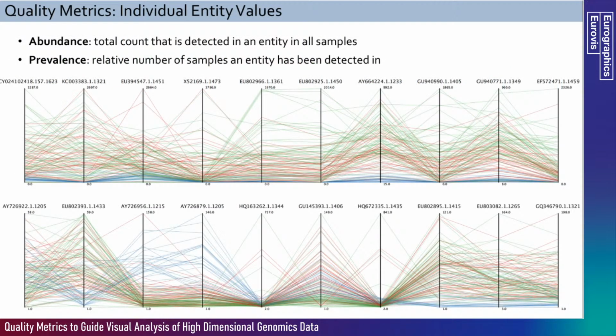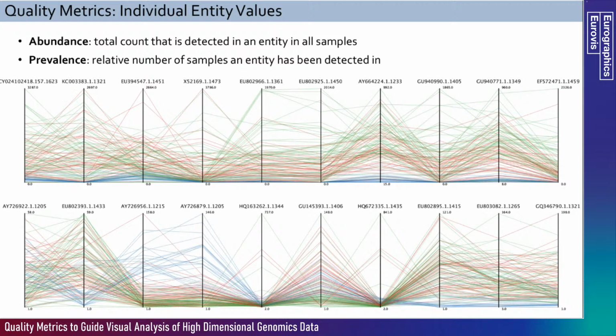So starting with the first category, we have the individual entity values, and here we're looking at abundance, which is the total count that is detected in an entity in all samples, and the prevalence, that is the relative number of samples that an entity has been detected in, so it's a percentage value. In the plots here, the top one is the 10 biological entities that were highest ranked for abundance, and the bottom one is the 10 highest ranked for prevalence.